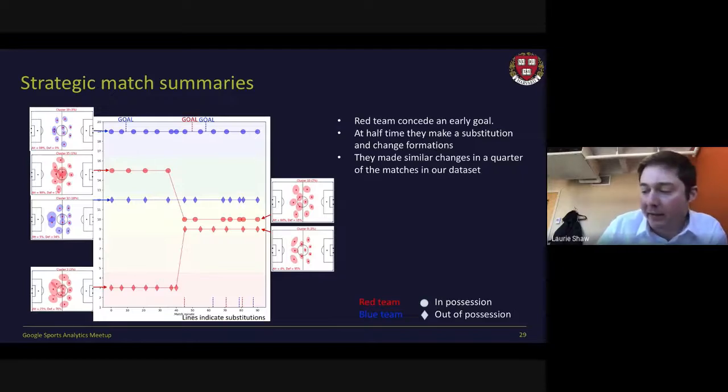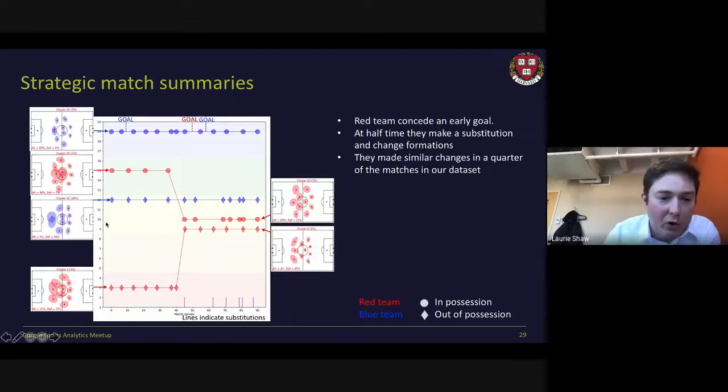This is what I like to call a strategic match summary. The chart depicts a tactical summary of the match between the red team and the blue team. So the x-axis shows match time from 0 to 95 minutes, and the y-axis shows the formation cluster number. Each point is essentially a formation observation. Circles indicate formation observations of teams when they're in possession of the ball, and diamonds indicate formation observations when teams were defending or out of possession of the ball. So for each team, there's a defensive formation and an offensive formation.